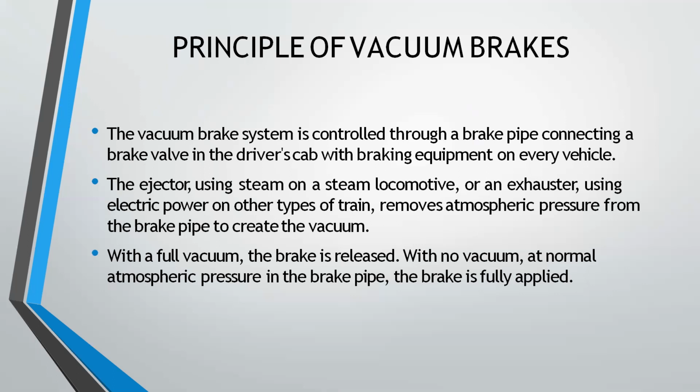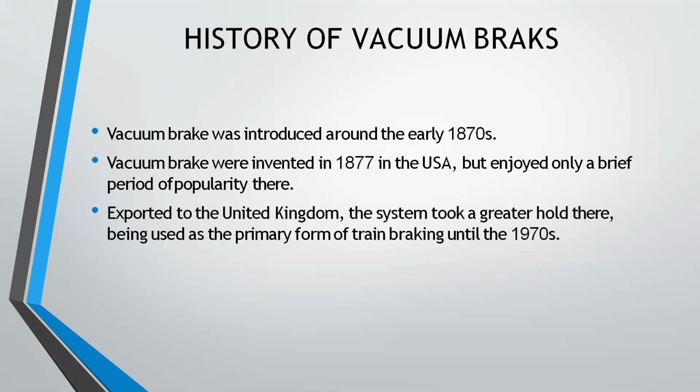There is an ejector using steam on steam locomotives. On other types of trains, an exhauster using electric power removes atmospheric pressure from the brake pipe to create the vacuum. With a full vacuum, the brake is released. With no vacuum at normal atmospheric pressure in the brake pipe, the brake is fully applied in the locomotives. Now the history of vacuum brakes: the vacuum brake was introduced around the early 1870s.